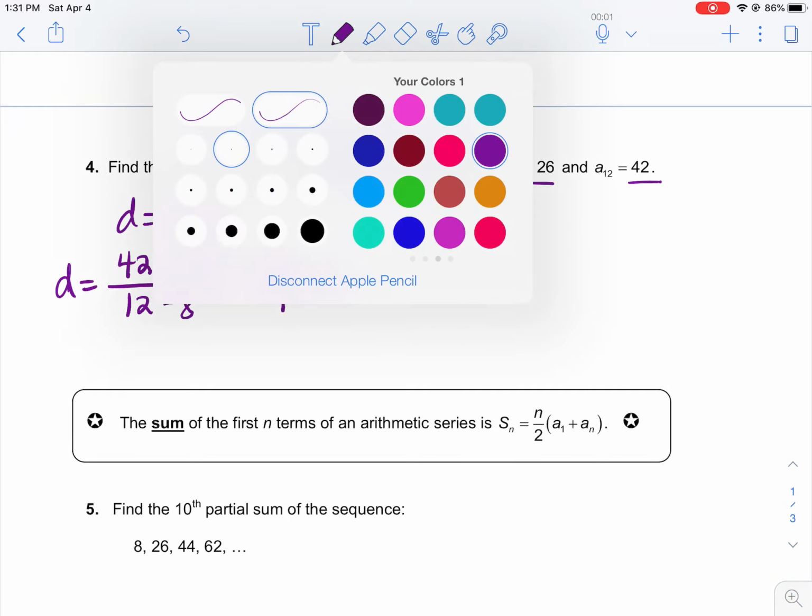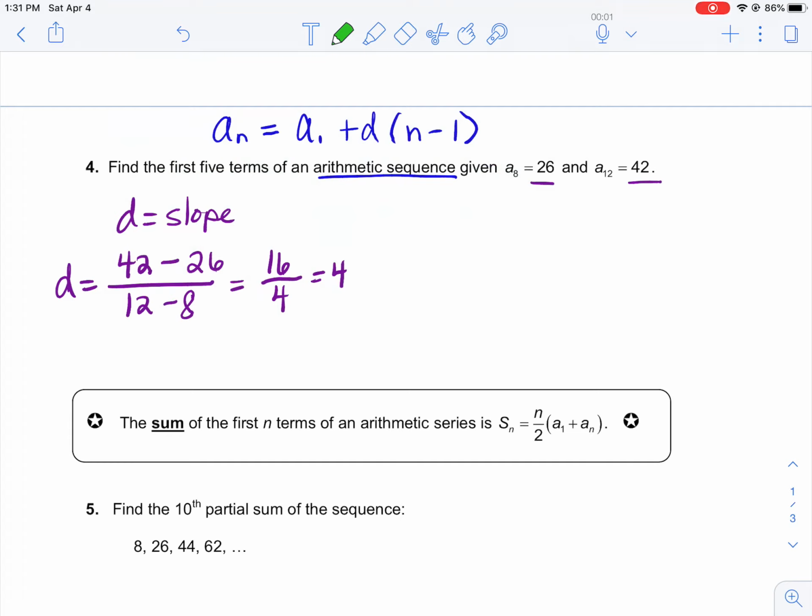Another way to do this would be, I know that if I have this term 26, that's the 8th term, if I add 4 times the difference, I should get the 12th term, which is 42, because the difference between 8 and 12 is 4. So 4 times that common difference would give me 42. If I simplify and solve, I'm also going to get 4 on this as well.